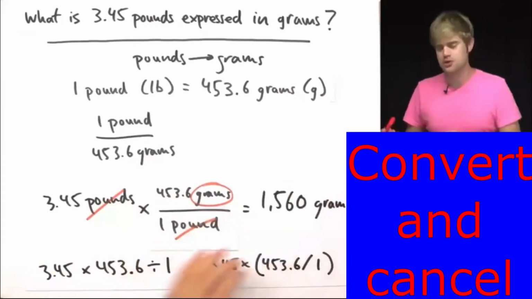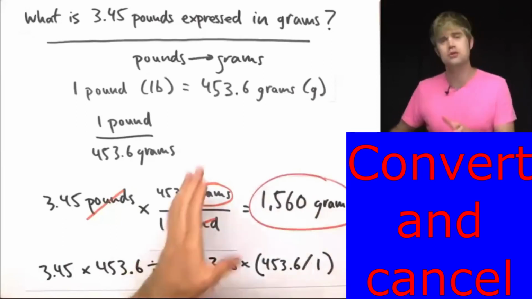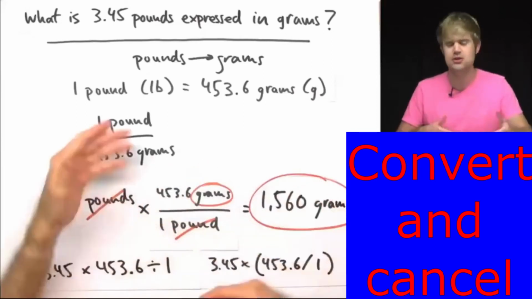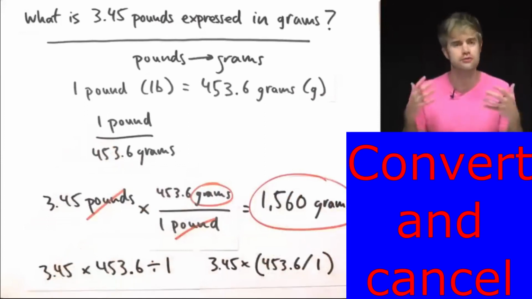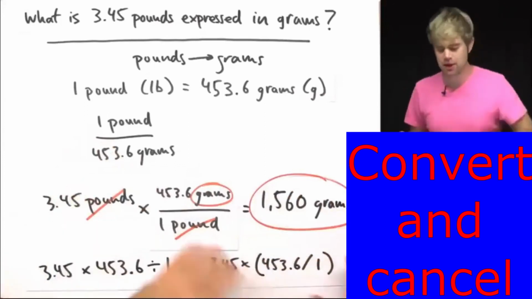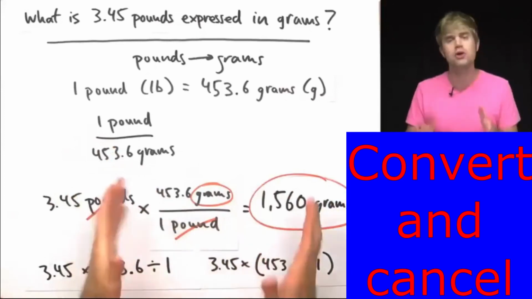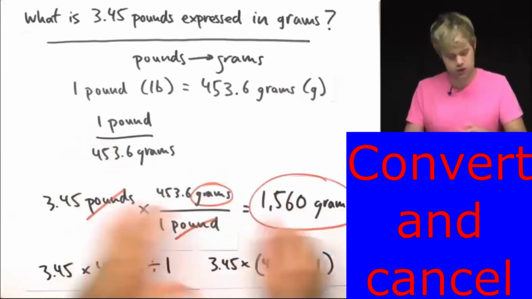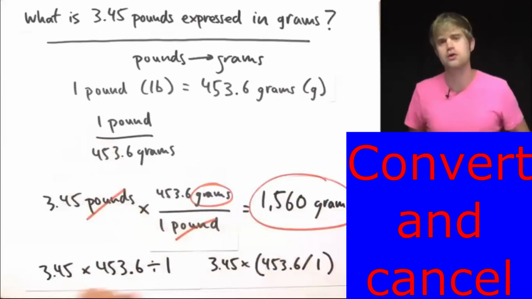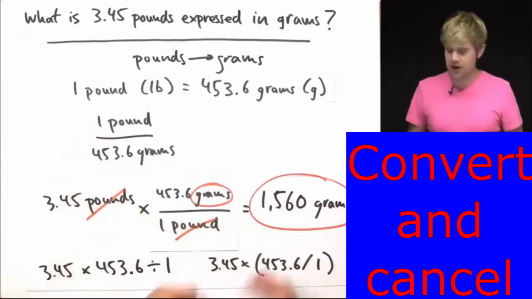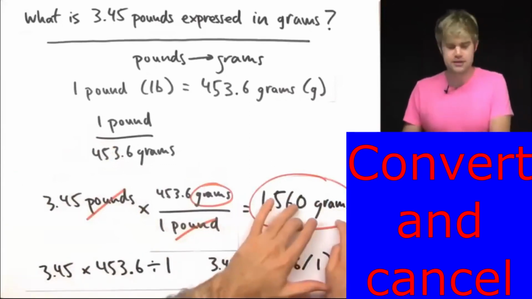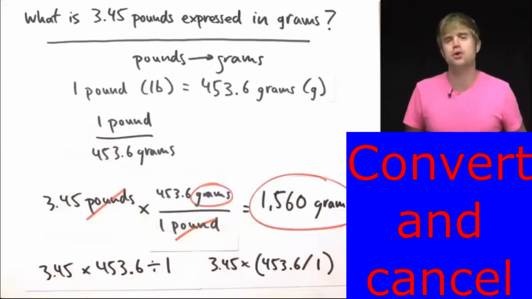I'm not worrying too much about significant figures when I'm doing these unit conversions, just for this lesson, because I don't want to add another thing in here to confuse you. There'll be a lesson later about how to do significant figures with unit cancellation, but I don't want you to worry about sig figs now. Just worry about figuring out how to do the unit conversions. So anyway, 1,560 grams is our final answer. Let's do a couple more.